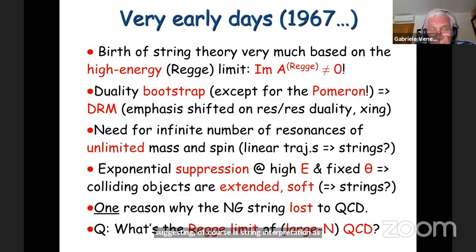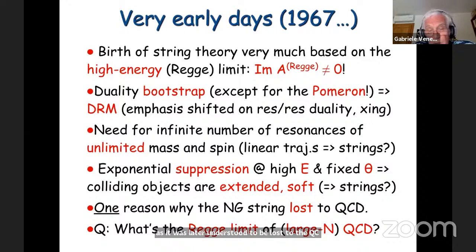And right away, one found that there was an exponential suppression at high energy and fixed angle, something never seen in quantum field theory. And that suggested, of course, that the colliding objects were extended, soft, missing, say, any point-like constituents. And by the way, this was one of the reasons, not the only one, why this Nambu-Goto string, as it was later understood to be, lost to the QCD string.